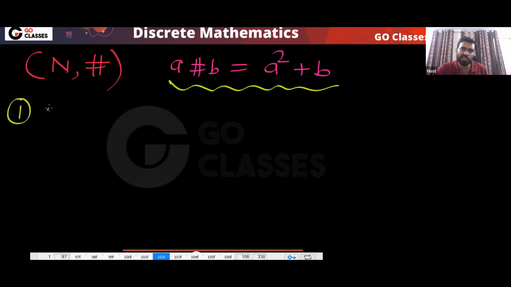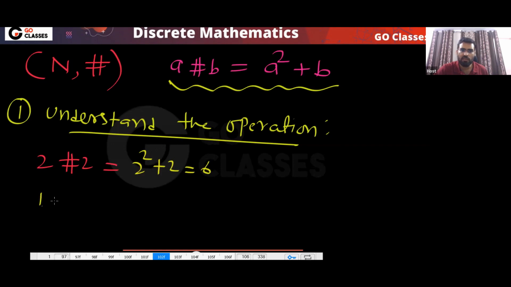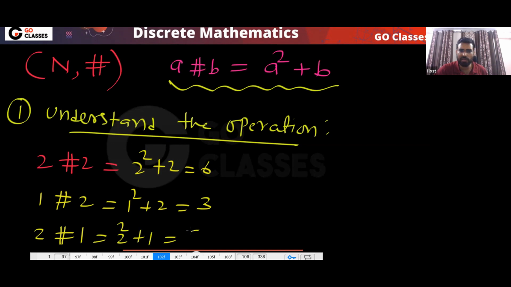Always, this is the first thing you should do: understand the operation. So tell me, what is 2 hash 2? Remember, a hash b means a square plus b. So this will be 2 square plus 2, which is 6. What is 1 hash 2? That will be 1 square plus 2, that will be 3. What is 2 hash 1? That will be 2 square plus 1, and that will be 5. So first you clearly understand the operation.